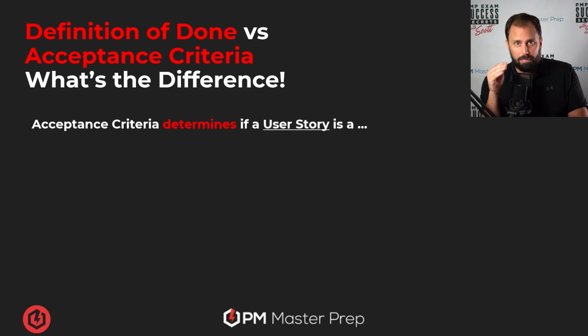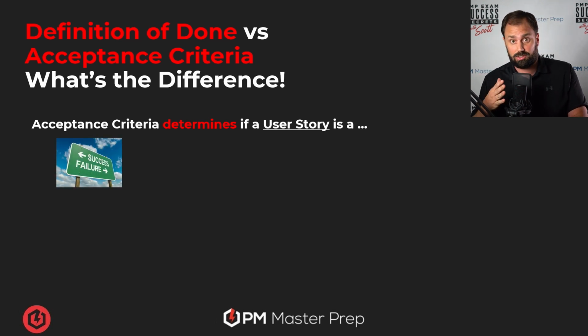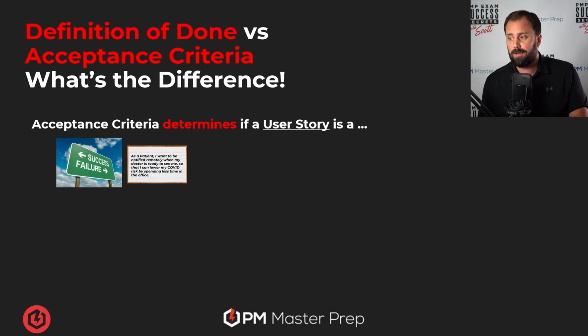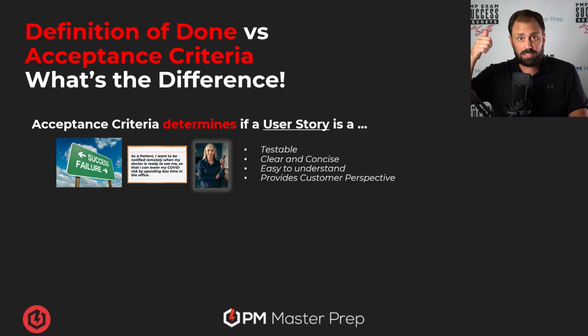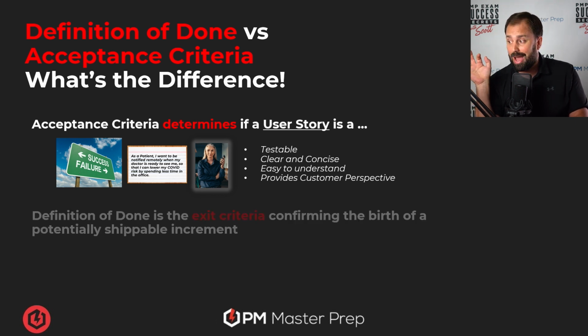Now, remember, acceptance criteria determines if a user story, like one user story, is a success or a failure in the mind of the customer, okay? And just think about it. Every single individual user story has one of these things, an acceptance criteria. And the product owner is the person that makes sure that it's written to what kind of standards? Testable, clear and concise, easy to understand, and with the customer's perspective in mind. That's the only thing that matters, right?